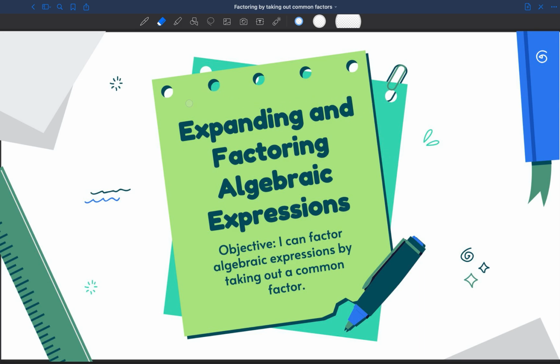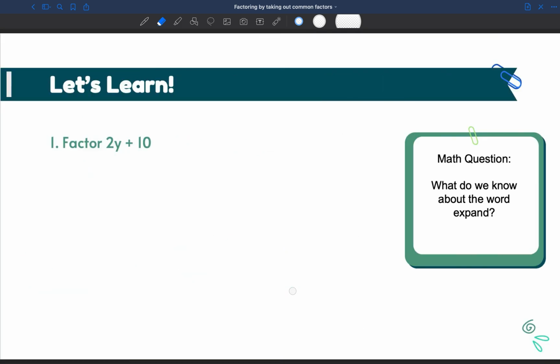All right, guys, we are going to be learning how to factor algebraic expressions. Our objective is I can factor algebraic expressions by taking out a common factor. Looking at number 1, it says factor 2y plus 10.